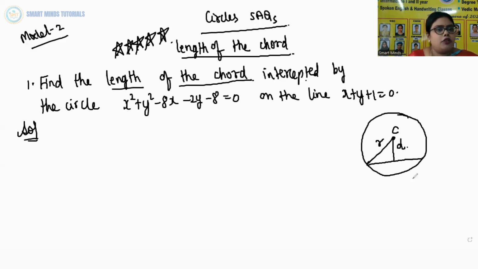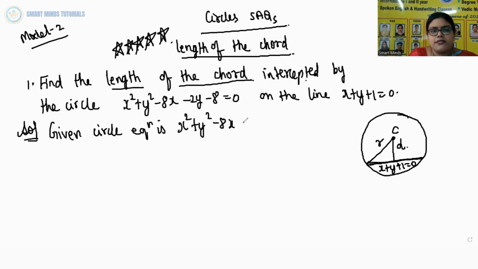Okay, once you draw the figure and this chord equation is given to us, what is that? x plus y plus 1 is equal to 0. So first we will write the given circle equation. Given circle equation is x square plus y square minus 8x minus 2y minus 8 is equal to 0. Now from the circle equation we will find out G, F, C first.